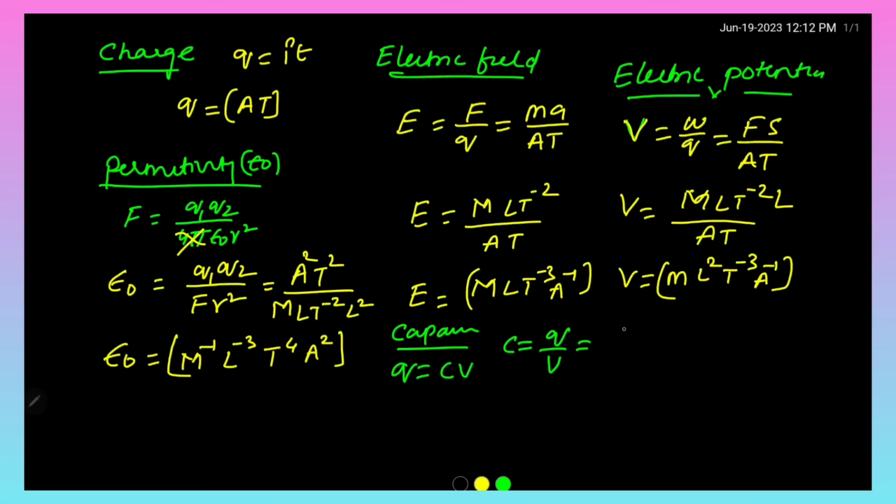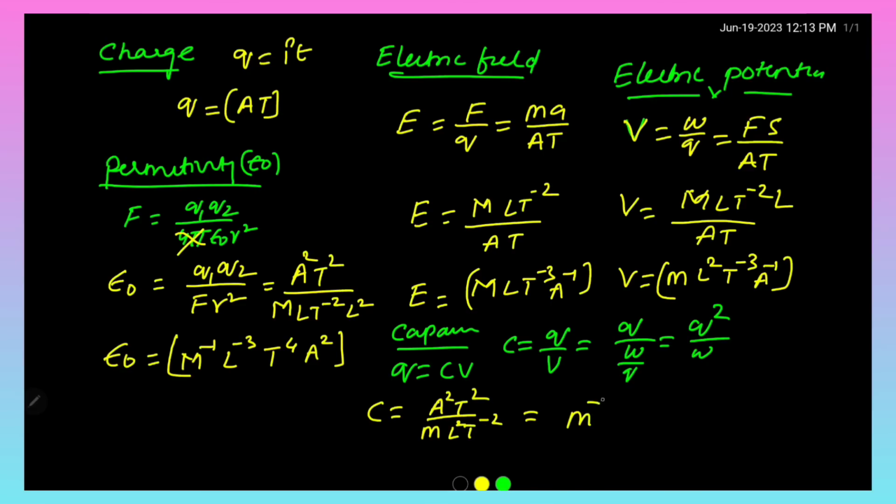We will write Q by V here, Q, and V is nothing but, what is V actually? Work done on unit charge, so W by Q. So Q comes to numerator, becomes Q square by W, and therefore the formula for capacitance can be taken as C is equal to Q square by W. Q square means nothing but A square T square, and work done is nothing but force into displacement. Force is nothing but mass into acceleration into displacement, that is L square here again.